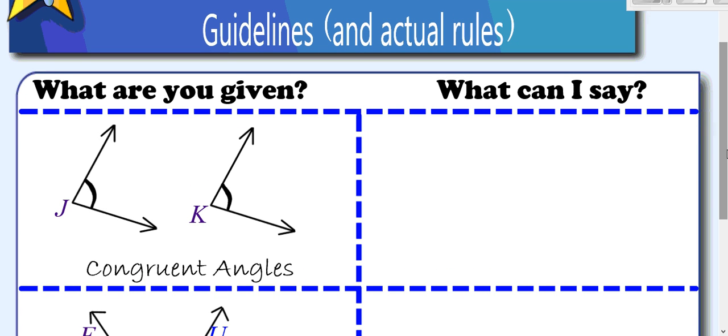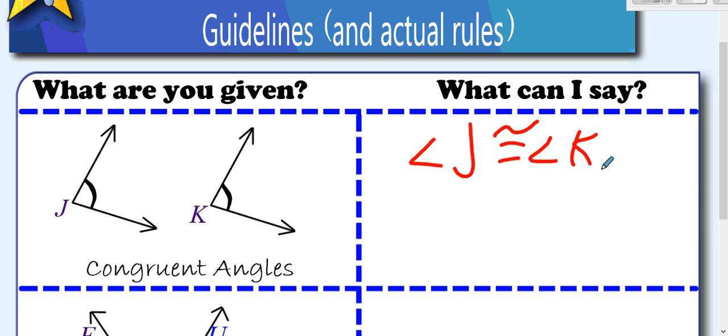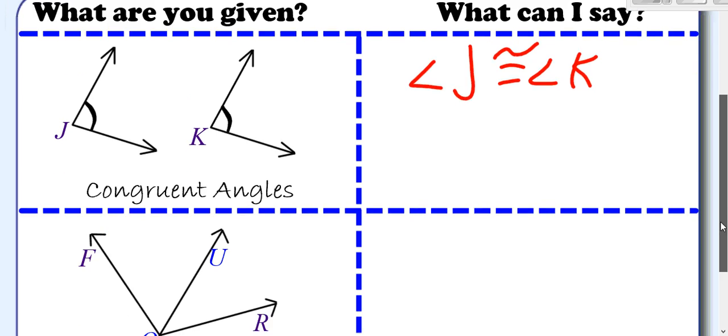So we're going to go through a lot of the same things, but this time with the angles. We've got congruent angles. So that means you can say that they are congruent. Angle J is congruent to angle K. And that would probably just be given if it's something that simple.